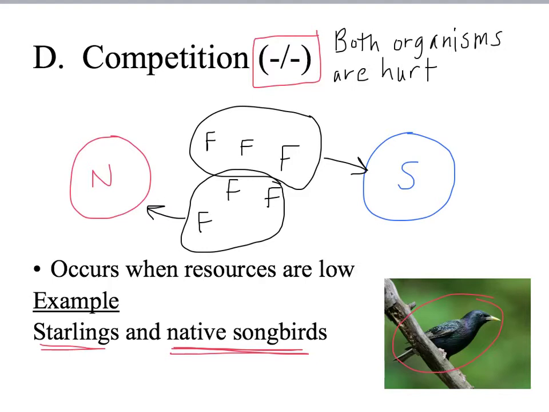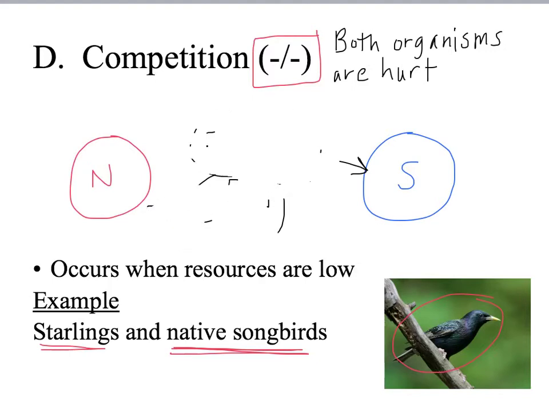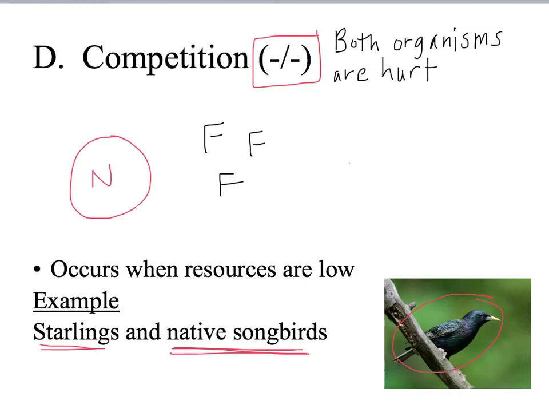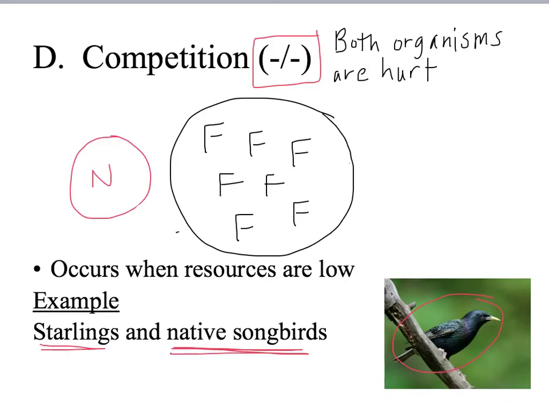Now let's look at what would happen if we didn't have to worry about one of those organisms, if there was no competition. In other words, let's say there are no starlings. So I'm going to take the starlings out of the picture. Okay, we still have the same amount of resources. So we have 7 food items. 5, 6, 7. But there's no starlings there to compete with. So the native birds get all of the food resources when there's no competition.